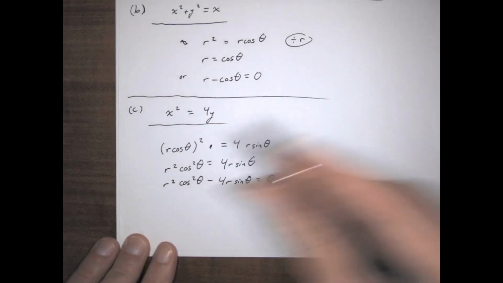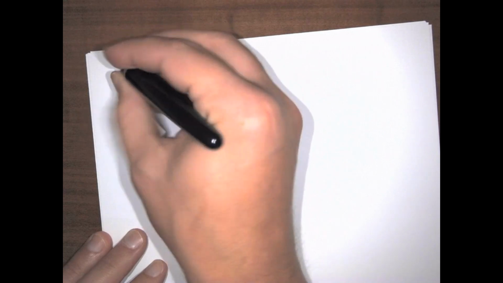Now let's see. Another example, one that might require a little bit fancier trig identity. This is E.